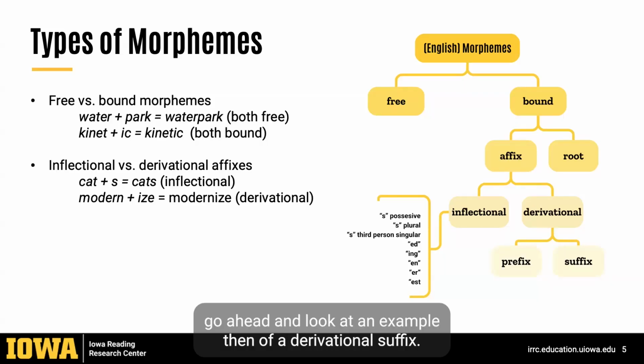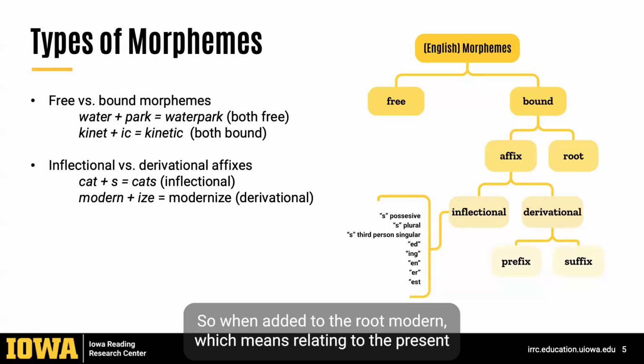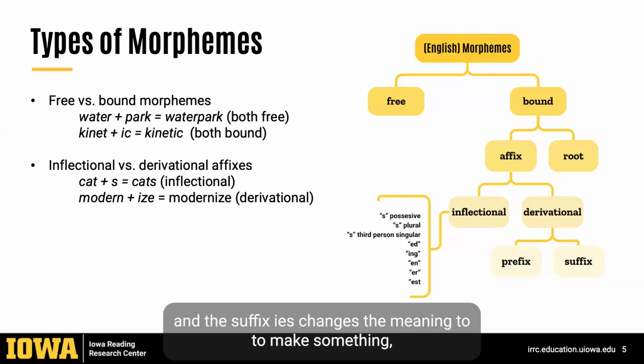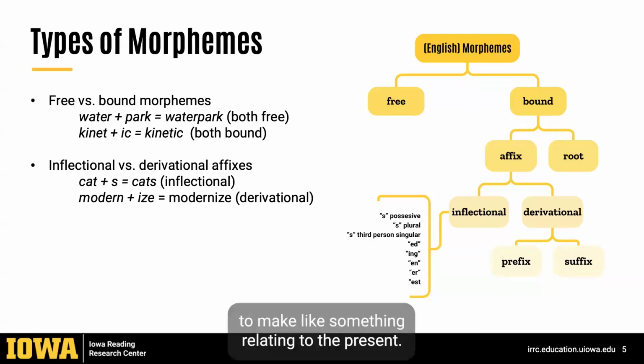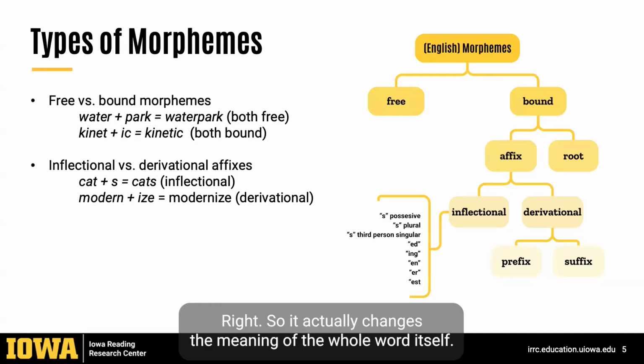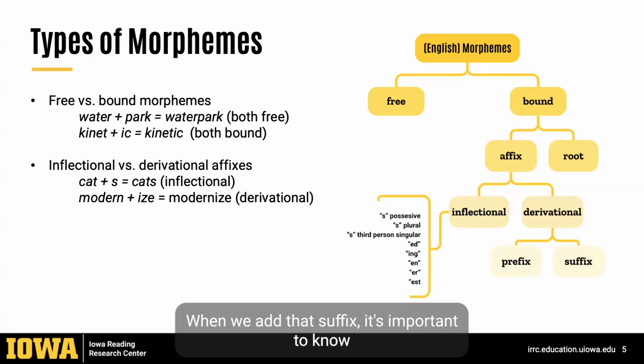Let's go ahead and look at an example then of a derivational suffix. So when added to the root modern, which means relating to the present, the suffix "-ize" changes the meaning to make like something relating to the present, right? So it actually changes the meaning of the whole word itself when we add that suffix.